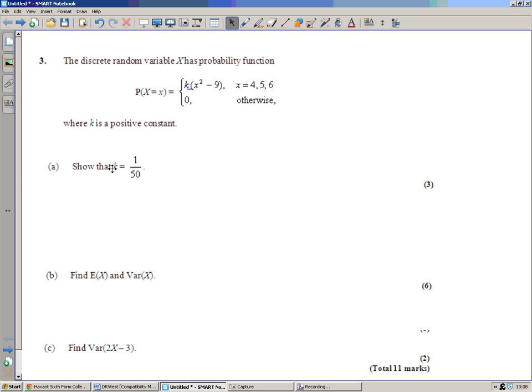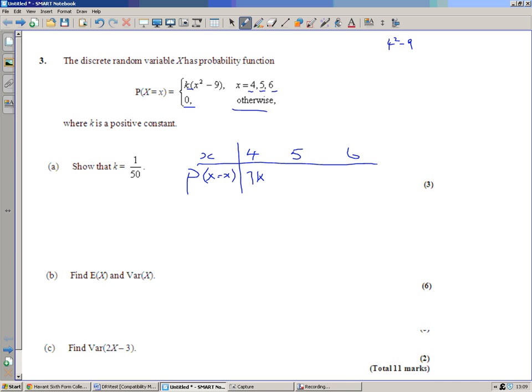This one, we've only got 3 possible values, 4, 5, and 6, because it says a probability of 0 for any other value. So although we're not given a table, we can kind of make one up. Always feel a bit happier with a table. So if we put 4 in there, 4 squared minus 9 is 16 minus 9, which is 7.